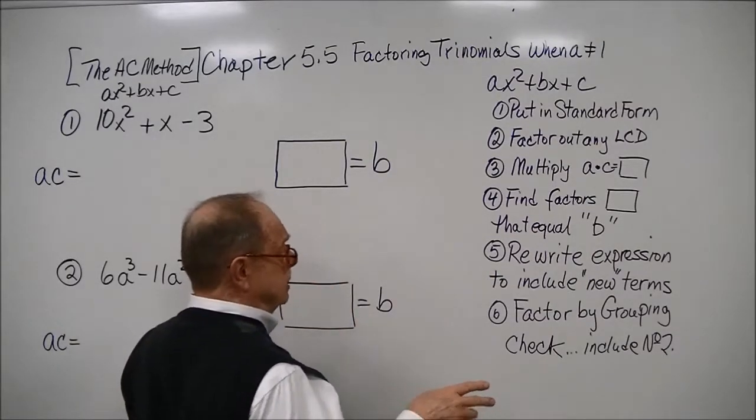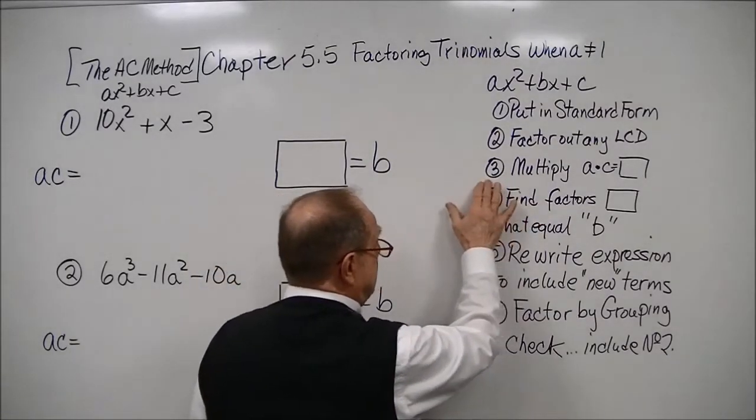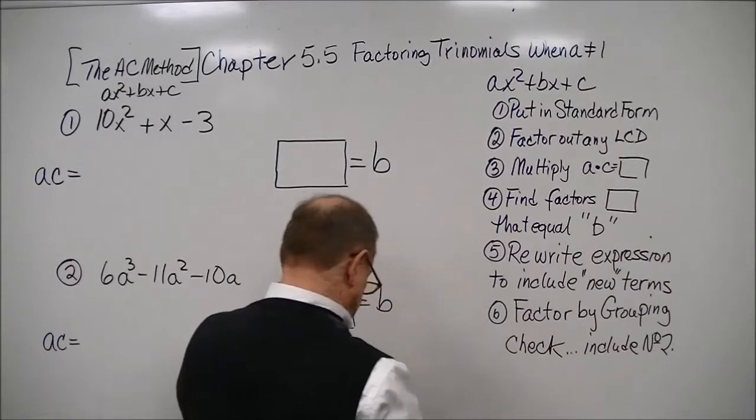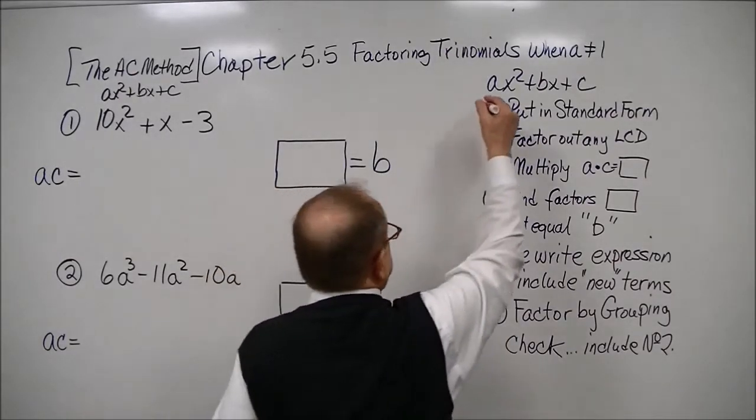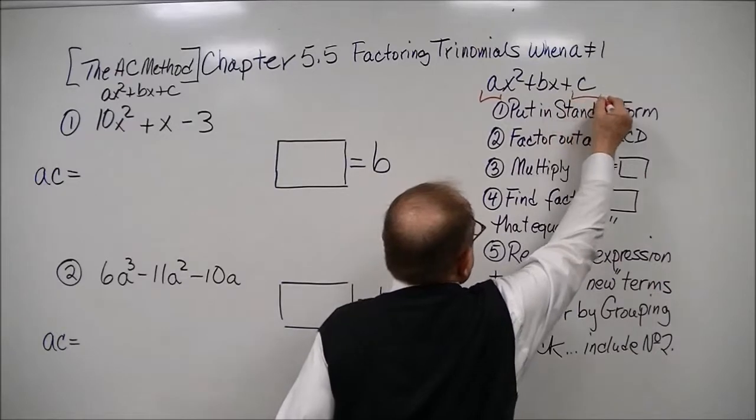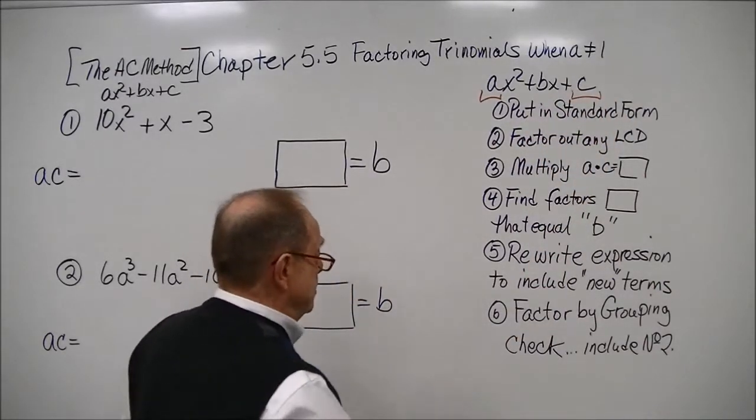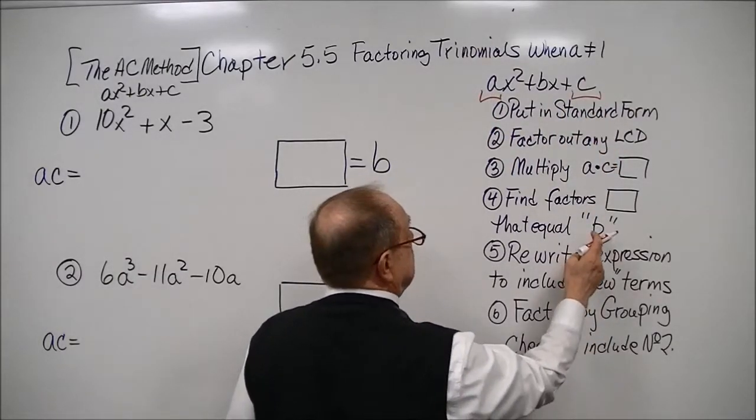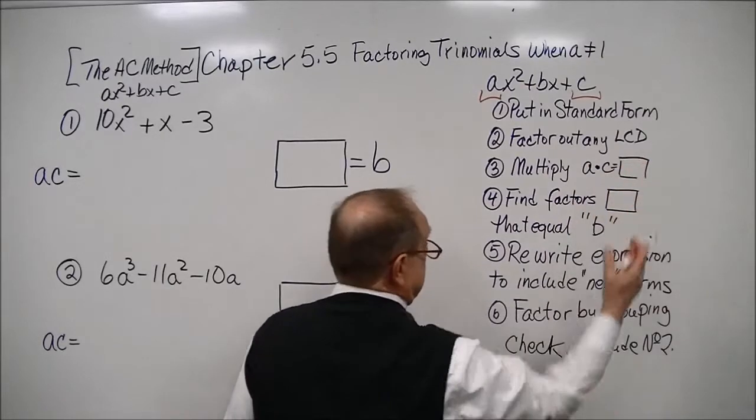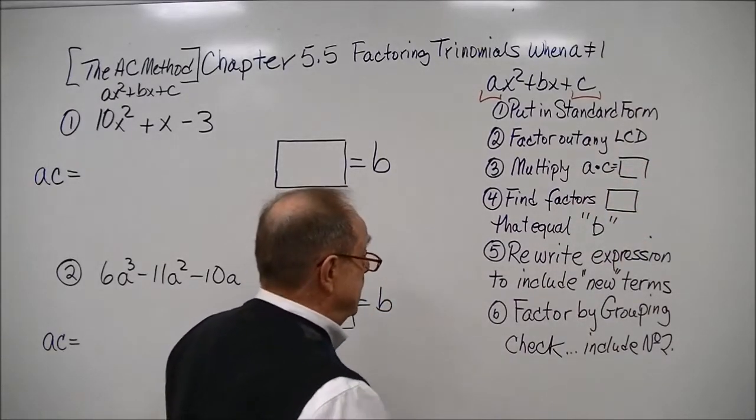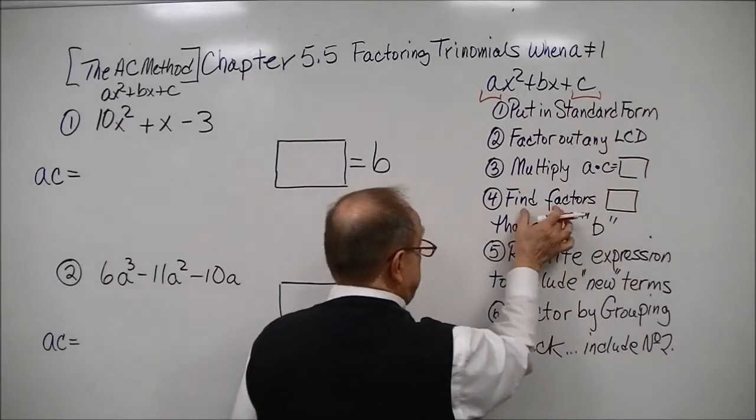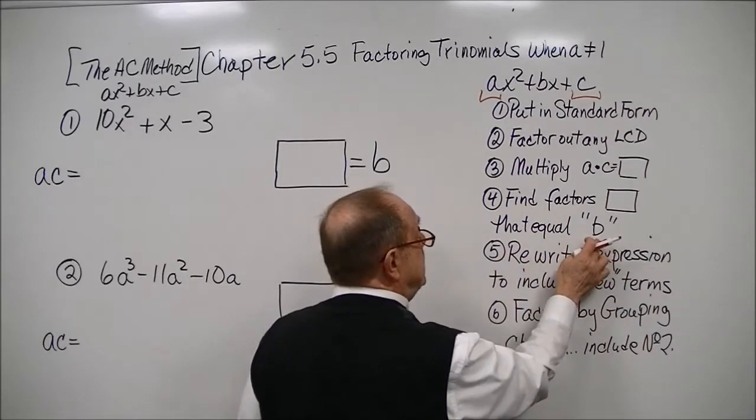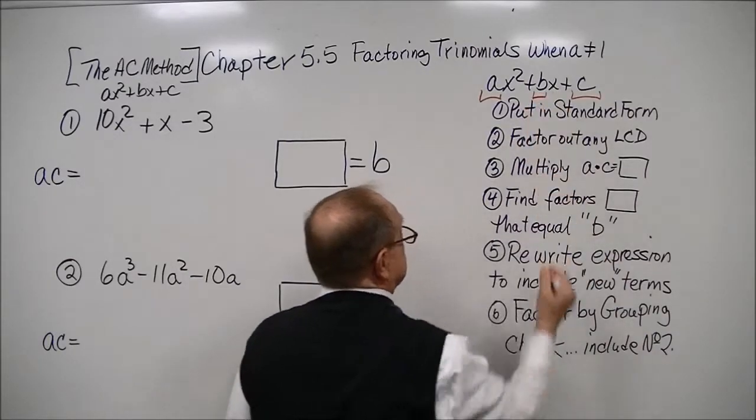Then this is where it changes a little bit in that we are going to multiply for step 3 a times c. In fact, that's where we get the name of this method from. Multiplying a times c. And we're going to put that there, so to speak. Then we take that and we want to find factors of that that will equal our b term, which is this term.